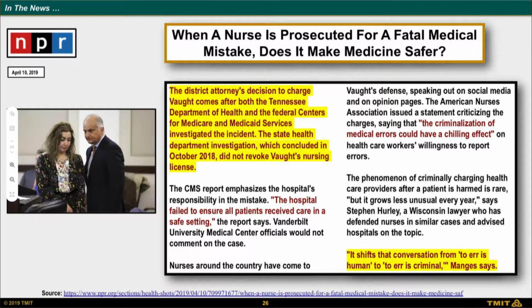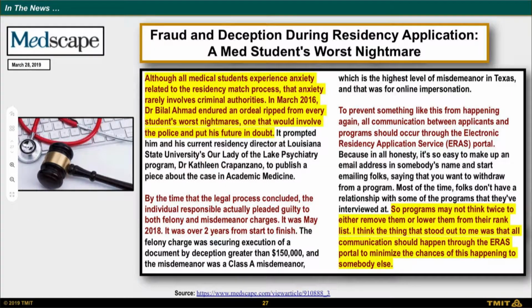In a few minutes, we'll have David Marx address the issue from a just culture perspective of the nurse that was prosecuted for the fatal medical mistake. You see it here, and we've covered it, and I won't belabor it. I just want you to know that there are additional articles you can pull, and we'll let David comment on the case.